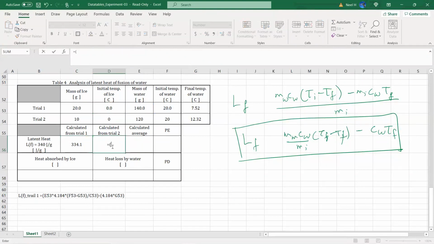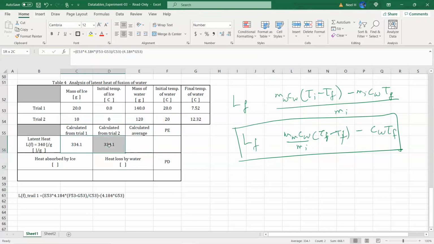Equal sign, parentheses, mass of the water, new mass of the water, multiplied by 4.184 multiplied by temperature difference, now initial minus final, and then divide by mass of the ice, 10 grams, close brackets, minus open brackets, 4.184 multiplied by final temperature, 12.32, close brackets. About the same, because it's a simulated result.